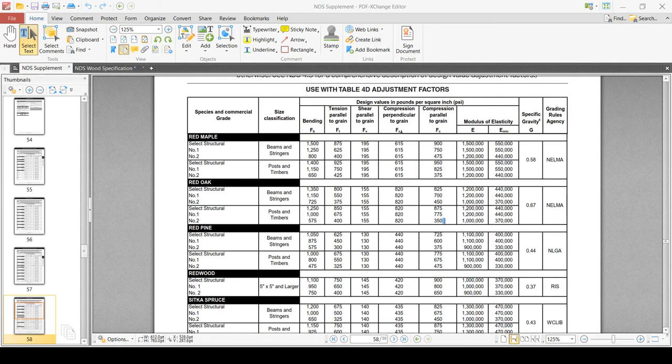And then 370,000 psi here. And then finally, a specific gravity of 0.67, which doesn't vary between the posts and timbers and beams and stringers. So checking my numbers, I always like to double check I'm putting them into my sheet properly. The G is 0.67. The elastic modulus min, 370,000. The E is 1 million. The FC is 350 psi. The FC perpendicular is 820. The shear is 155. The tension is 400. And the bending stress is 575.